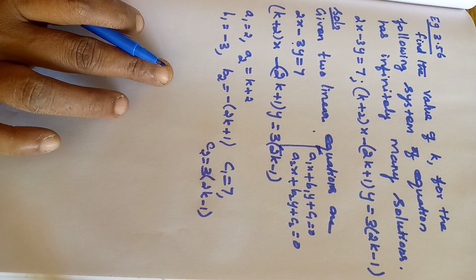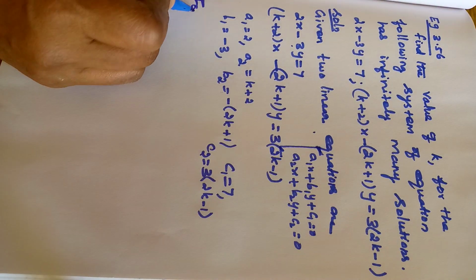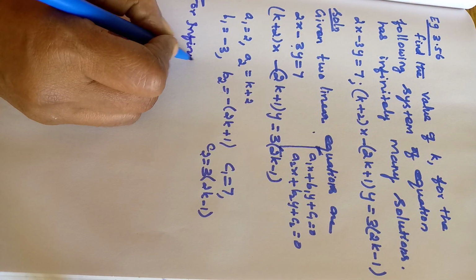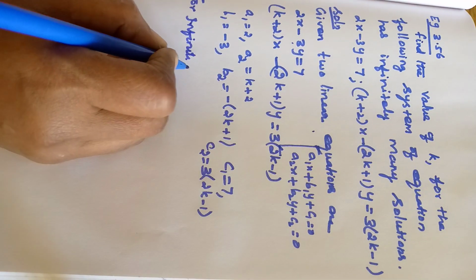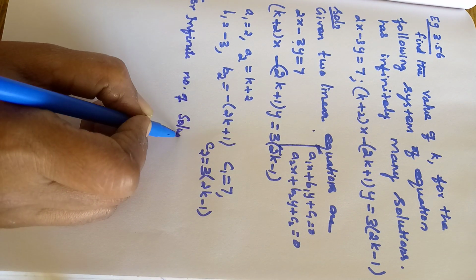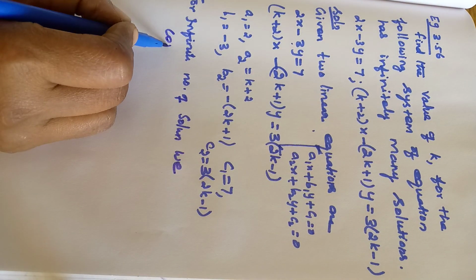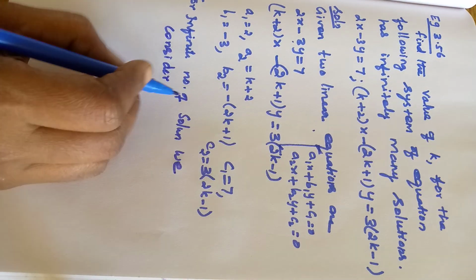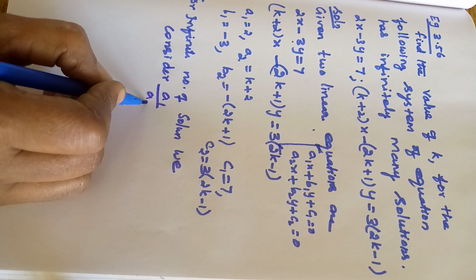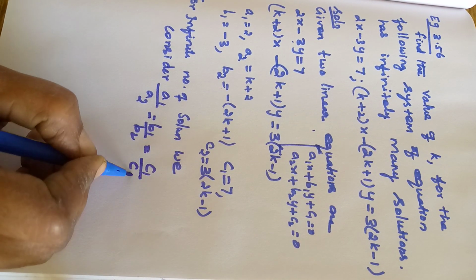What is the condition for an infinite number of solutions? Do you remember? What is the form I taught yesterday? Condition for an infinite number of solutions: a1 by a2 is equal to b1 by b2 is equal to c1 by c2.